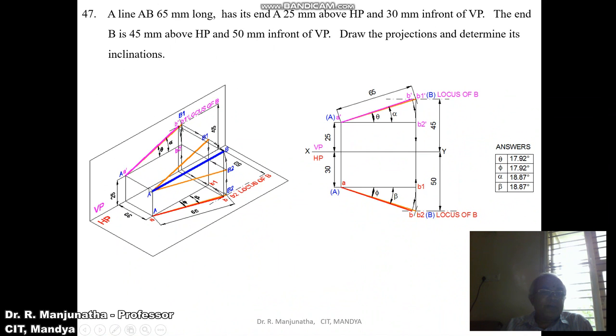So when you look from the top view, we can see the distance 30 mm in front of VP. When it is projected, that will fall on the horizontal plane. So you're going to get 30 mm in front of VP. And you mark this point as small a and you mark this point as small a dash.